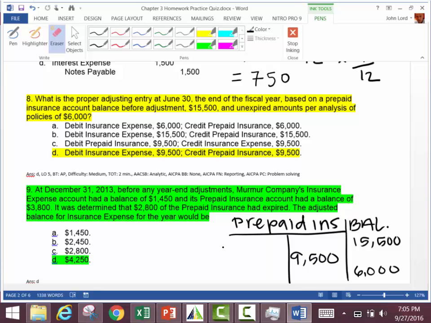I have to debit something, don't I? The reason I said no is because I didn't want you to debit back to the prepaid. That's going to put it back to where it was, right? You have to debit what? Insurance expense, because 9,500 has expired, hasn't it? Expense expired, which was the answer to this question. Okay, good. You'll never forget that one. Good job.